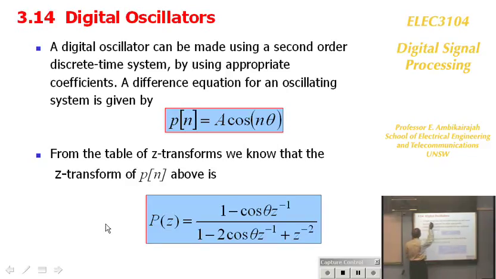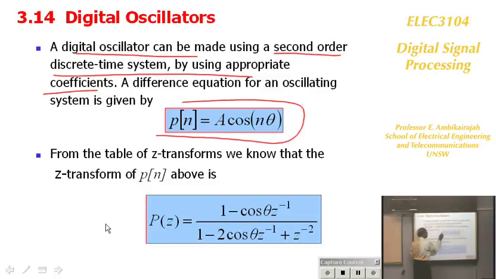So, a digital oscillator can be made using a second order system with the appropriate coefficients. Simple solution. What is a digital oscillator? You have a resonant pole on the unit circle. I'm going to show that to you now. So my question is, I want my oscillator to produce this output. That's what I want. A is my amplitude, theta is my frequency of oscillation, and these are the sample numbers. I want to get an oscillator output coming out like that. How do I design it?